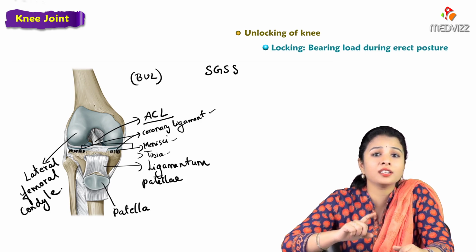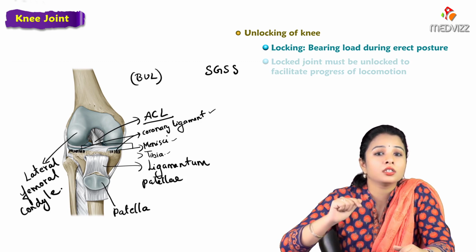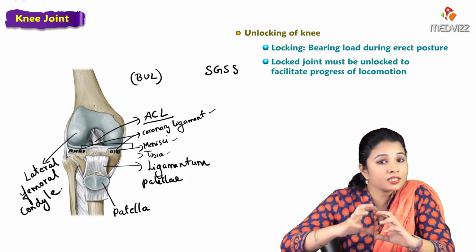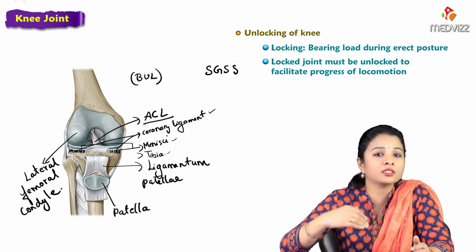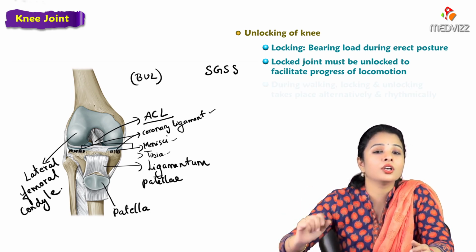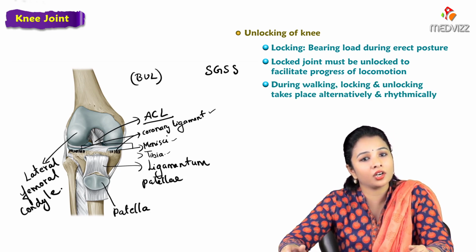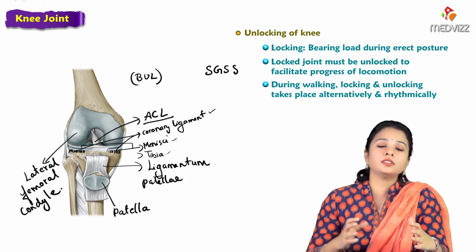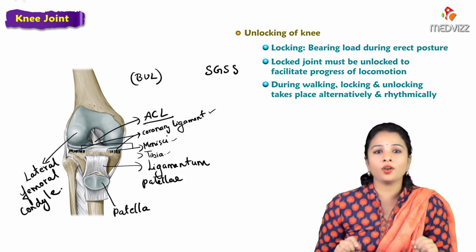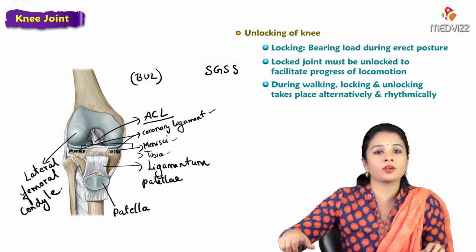So locking of the knee is essential for bearing the load during erect posture. The locked joint must be unlocked to facilitate progression of locomotion, that is to facilitate further flexion. So during walking, locking and unlocking of the knee takes place alternately and rhythmically. So this is about locking and unlocking of the knee. I hope you understood this concept.